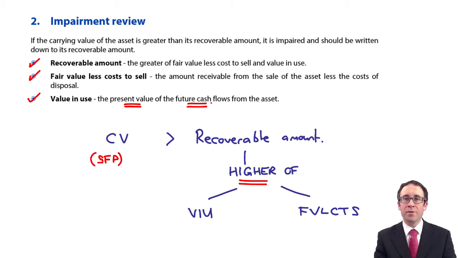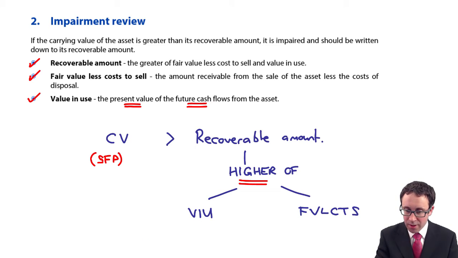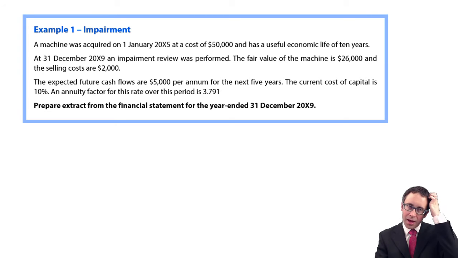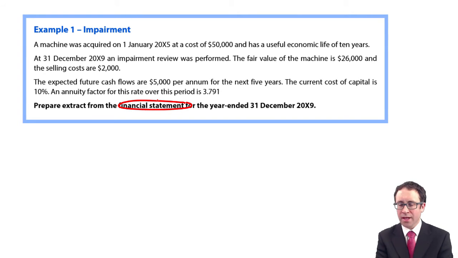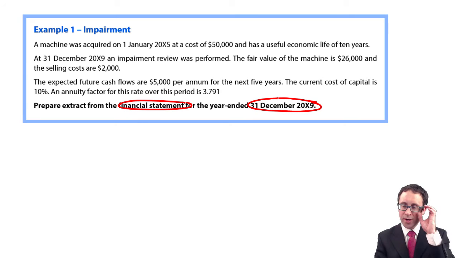For the value in use, we will be given the cash flow and we will be given the discount factor. So cash flow multiplied by a discount factor gives you the present value. Okay, fair enough, isn't it? So let's put that into practice with this little example. It wants us to prepare the extract from the financial statements. So once again, statement of financial position, statement of profit or loss. The year ended is December 20x9. And then we've got a little bit of background information.